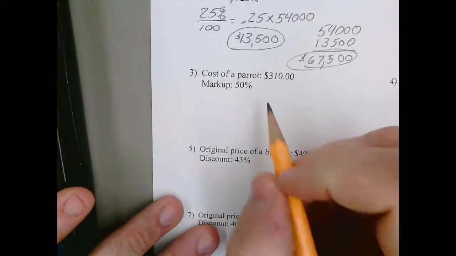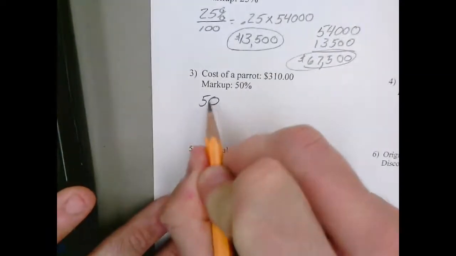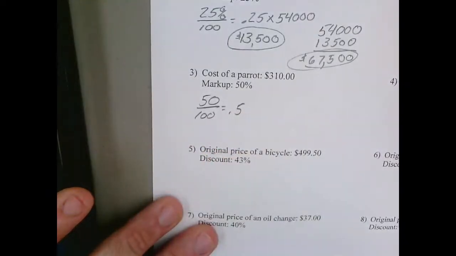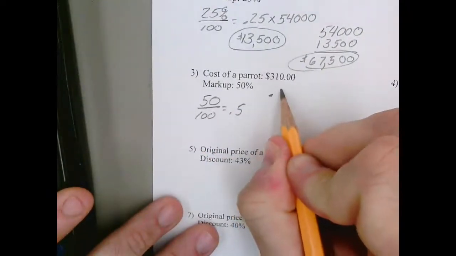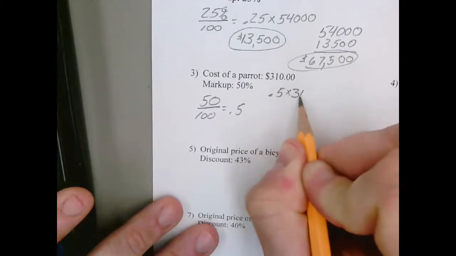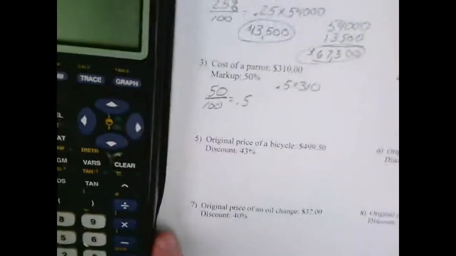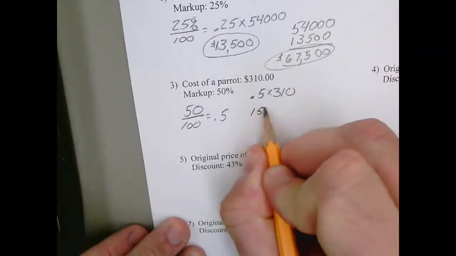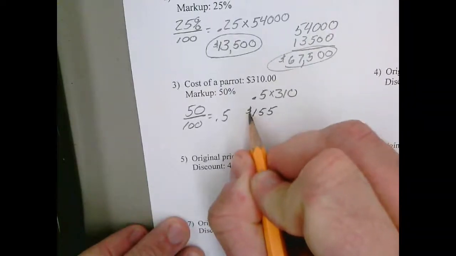Okay, so what we're going to do here is first we're going to take 50% and divide it by 100. It's going to come out to be 0.5. You take 0.5 and you times it by 310. 0.5 in the calculator times 310 is 155.